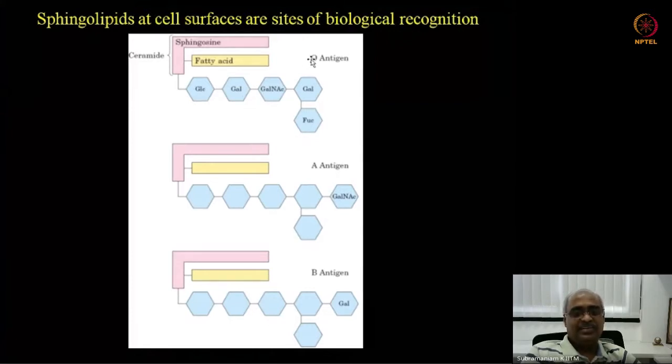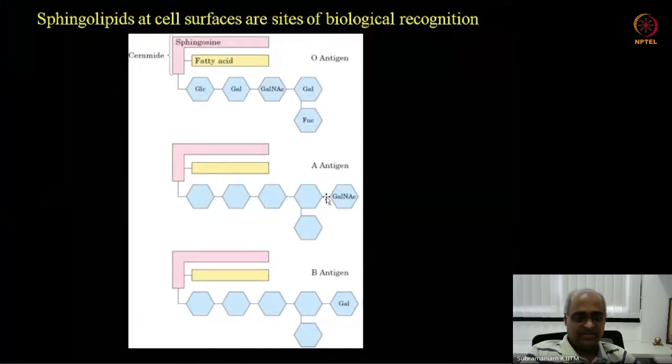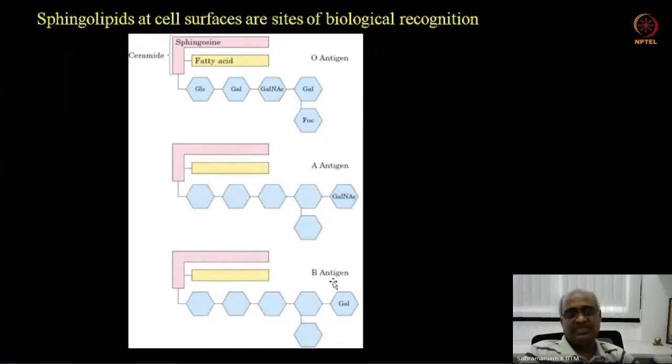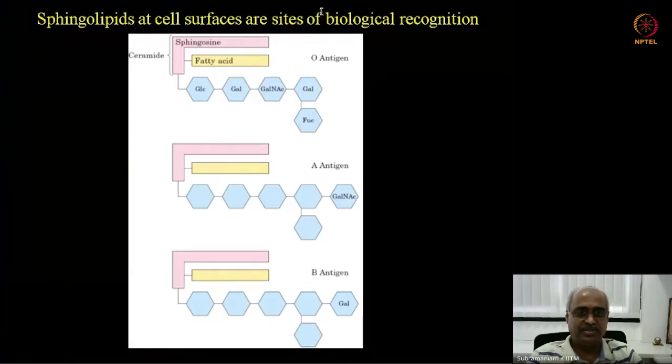Okay. And when you attach one N-acetylgalactosamine to this galactose, that is your A group. So antibodies specifically bind to this that do not recognize this. And instead of N-acetylgalactosamine, if you have just galactose, that is the B antigen. So this is the biochemical basis of the ABO blood group. So if you have an AB blood group, then your cell surface, the RBC surface, has both these sphingolipids. So sphingolipids are the antigens A, B and O. So they are important for biological recognition.